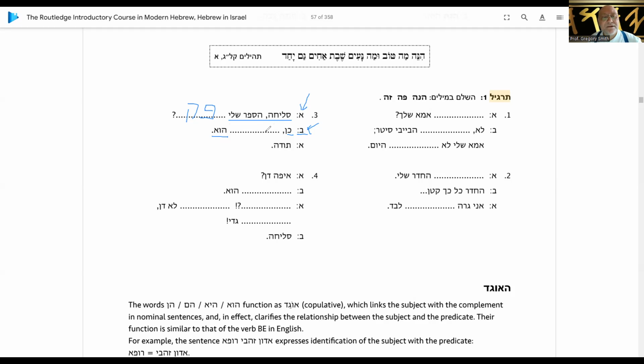Ken, here it is. And I think probably with a book, it's going to use zeh. Or this is it. Ken zehu. Let's take a look at that. Ken zehu.